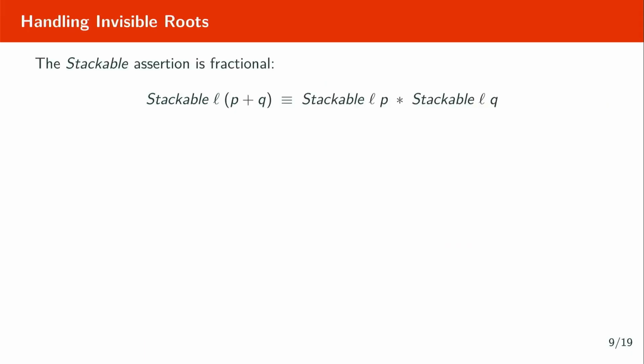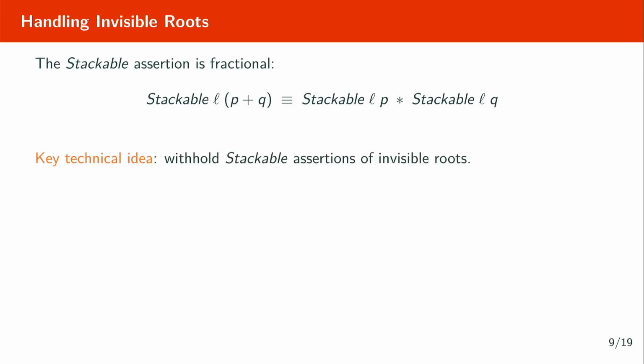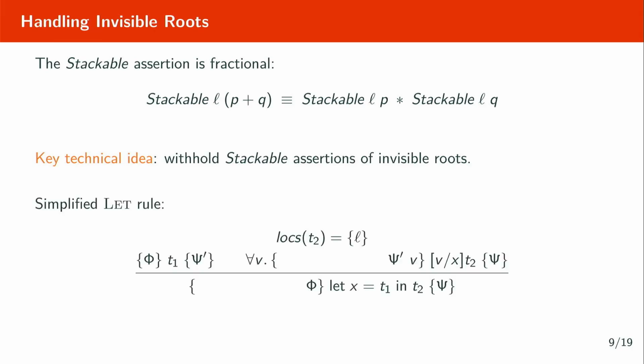So first of all, the stackable assertion is fractional. This is a standard notion in separation logic. If we have stackable of L with P plus Q, we can split it in two stackable assertions. And the key technical idea of this talk is that we are going to withhold stackable assertions of invisible roots. Let me illustrate this. This is a simplified let rule, so we are focusing on let x equal t1 in t2 under precondition phi, and this is the standard separation logic rule. And there is only one location in t2, L. So while reasoning about t1, L will become an invisible root. So, as I said, we are going to withhold a stackable assertion while reasoning about t1.